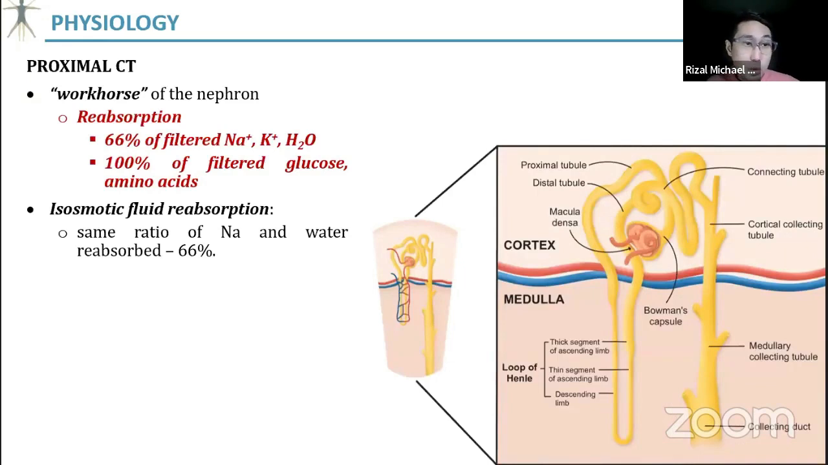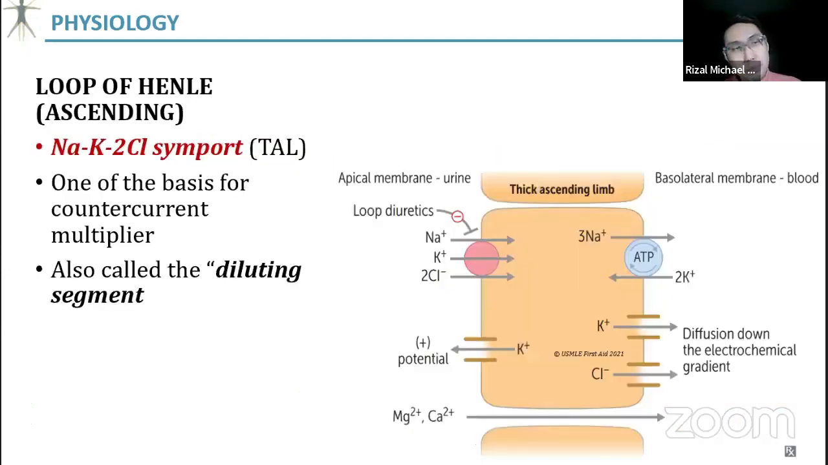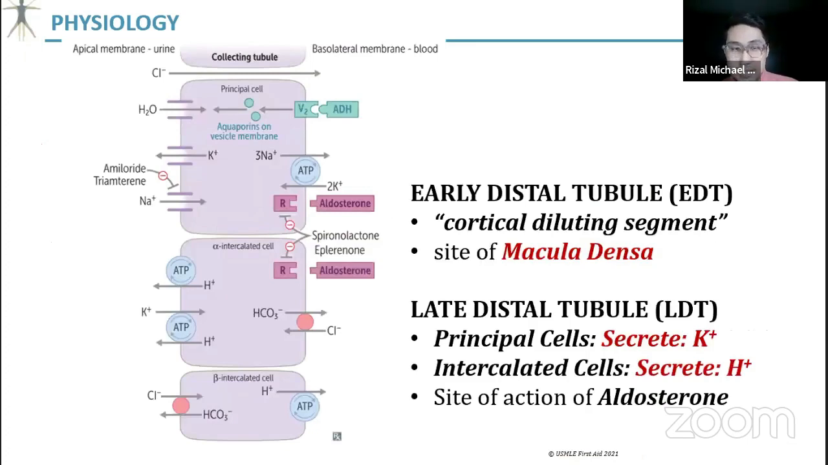So briefly, we have the tubules. Your proximal convoluted tubule is the workhorse. So ito yung reabsorption ng most of the substances, no? Kapag loop of Henle, your descending is permeable to water, while your ascending is permeable to solutes only. Sa loop of Henle, specifically your thick ascending, nandiyan a very important sodium-potassium-2 chloride symporter. Okay? And then in the early distal tubule, then yung macula densa. In the late distal tubule, you have your principal and your intercalated cells.